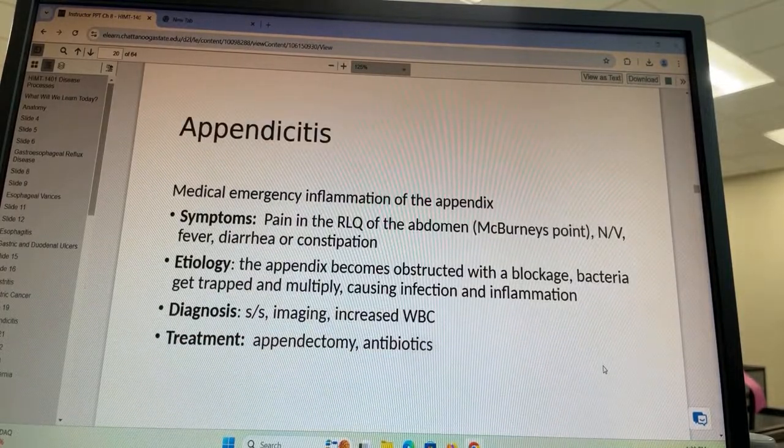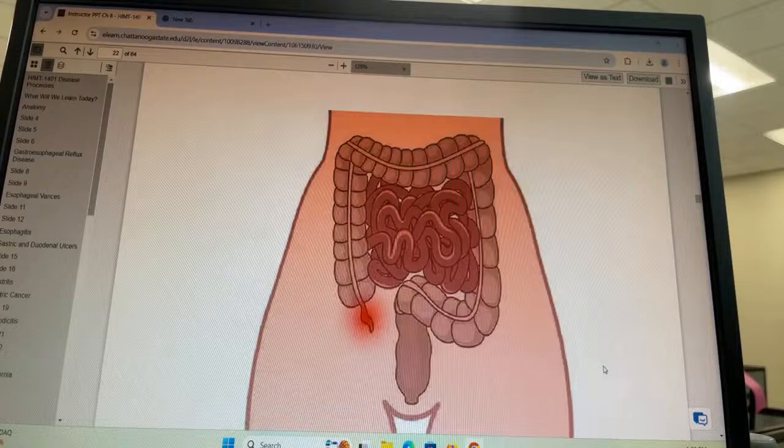Nausea, vomiting, fever, diarrhea, just general intestinal upset. What's causing this is that the appendix can become blocked with some kind of blockage. Usually it's hardened feces, so people who get constipated a lot, the feces can get blocked in there, and then it just causes it to swell and the bacteria grows and gets inflamed.